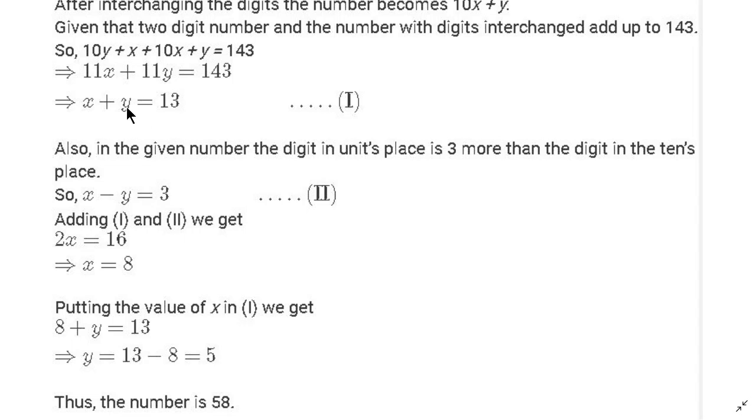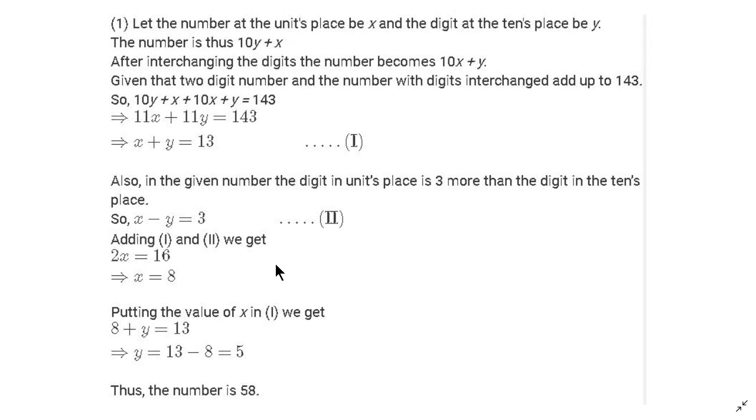Now we have these two equations. We can just add them and calculate the numbers. This is the easiest method to solve. x plus y is 13, x minus y is equal to 3. If you add them, x plus x is 2x and y will be cancelled. 13 plus 3 is 16, so x is equal to 8. Now put this into the first equation and we can find the number.